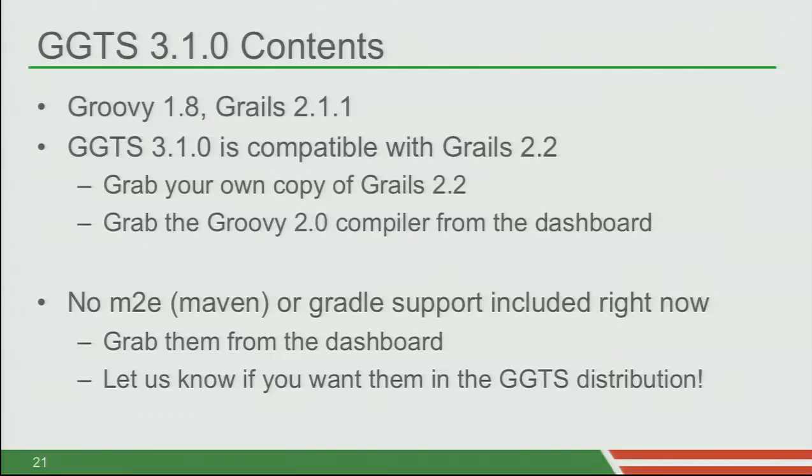And that's why, if you look at the Grails 2.2 support, we package 1.8 and 2.11, as I said, but we are compatible with 2.2, and we continue to run with 1.3.7, whatever version you want. But if you want to try things out with Grails 2.2, GGTS is compatible, but you'll need to grab your own copy, and you'll need to install the Groovy 2.0 compiler, because that's what 2.2 prereqs. That's on the dashboard. You can just go and grab that.